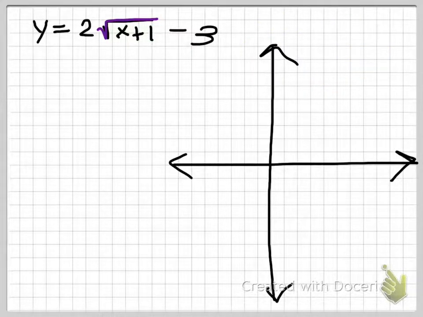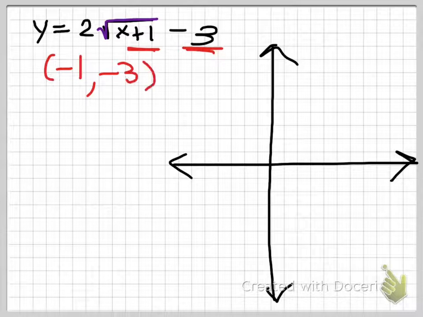Alright, first we're going to get our locator point in the same way that we've gotten it on the other graphs. So -1, -3. Okay, and from there we need another guiding point. We're looking at our traveling distance of 2. So like we did on the other graphs, we're going to move over 1.